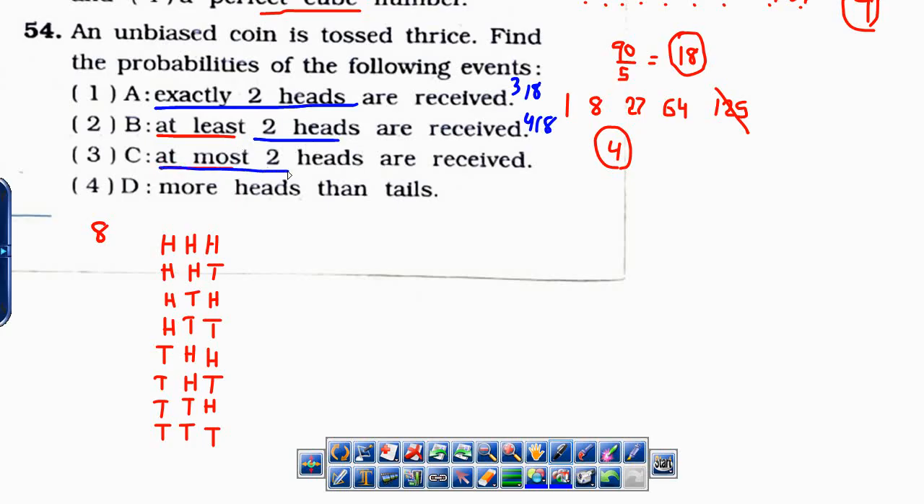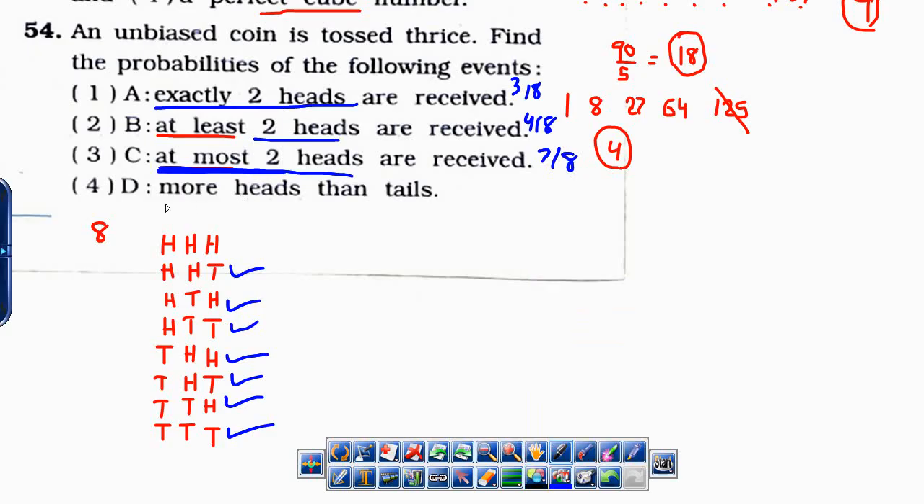At most 2 heads, मैक्सिमम 2 हेड्स. 2 हेड्स तो चलेंगे, उससे कम भी चलेगा, ज़्यादा नहीं, कम चलेगा. 1 हेड चलेगा, एक भी हेड नहीं है, चलेगा. At most 2 heads, there are 7 possibilities.